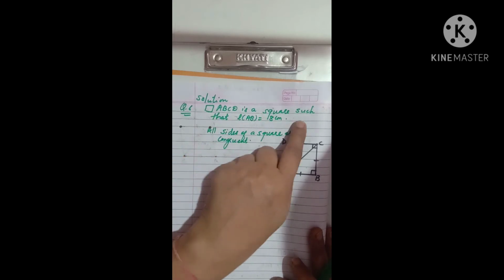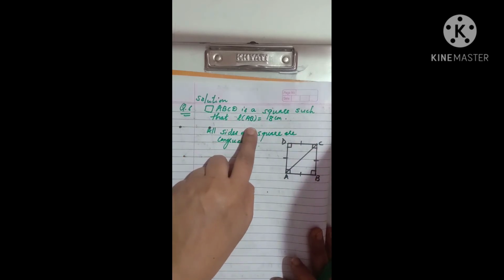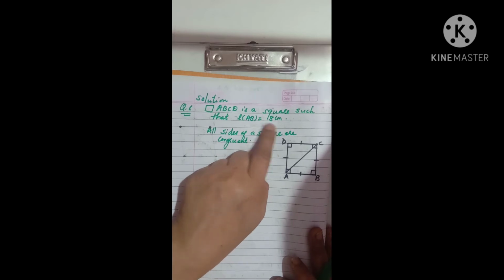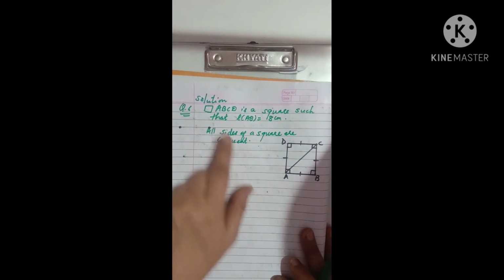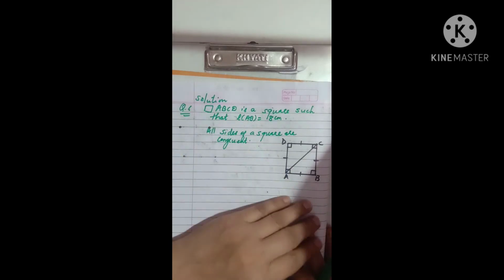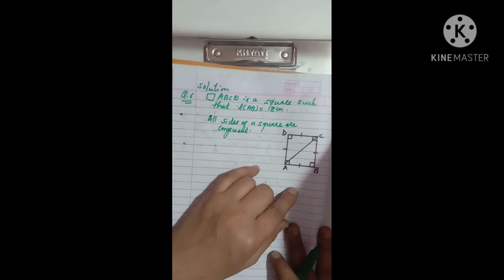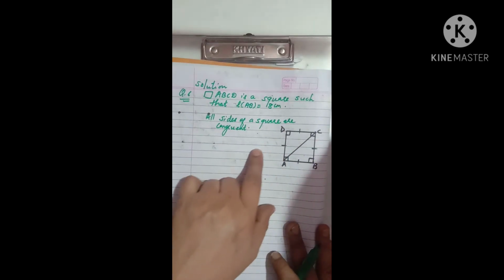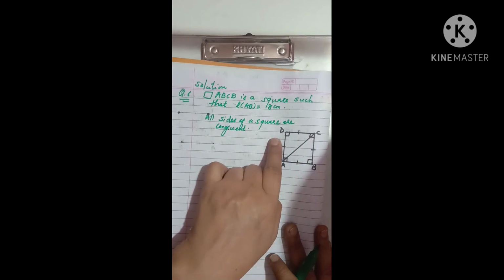Now solution. Quadrilateral ABCD is a square such that length of AB is equal to 8 centimeter. Okay, you have to write all this, what is given. Now here a rough diagram of square ABCD we have drawn.